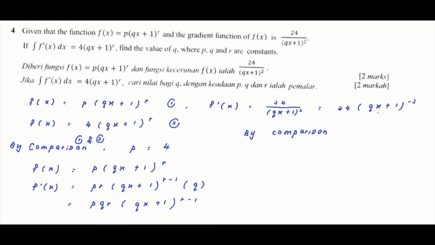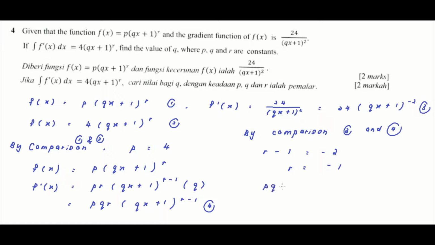Okay, then after that, this is my third equation here. So this is my fourth, which means by comparison for the third and the fourth function, I'll be able to see qx plus 1 inside the bracket and qx plus 1 inside the bracket, which means that I can easily solve r first. So r minus 1 should be equal to negative 2. So from here, I'll be able to get my r, which is equal to negative 2 plus 1, which will give me negative 1. So after that, the PQR is going to be the same as 24, right?